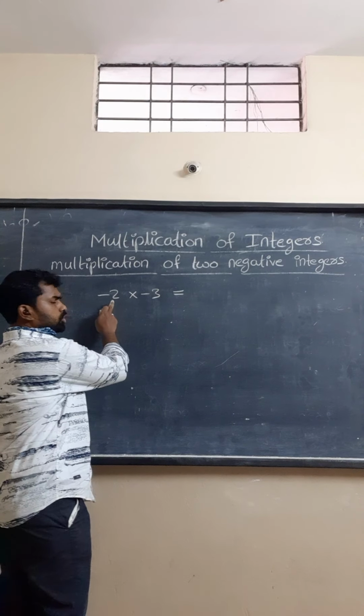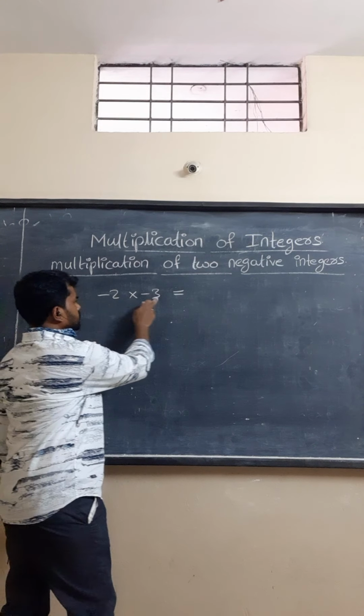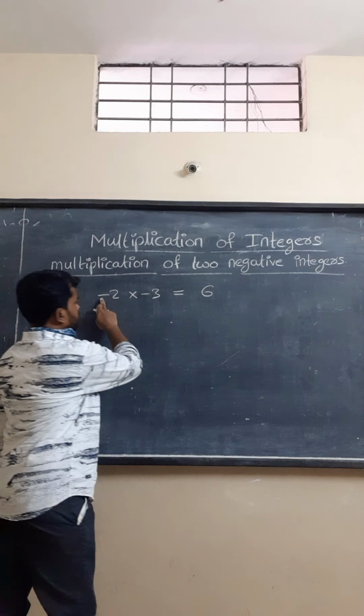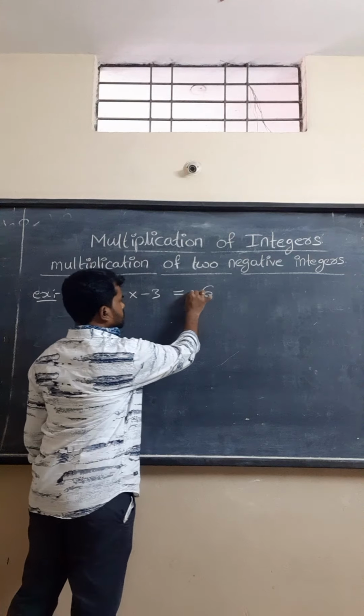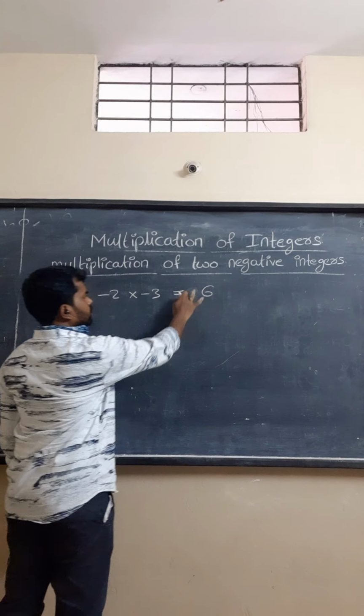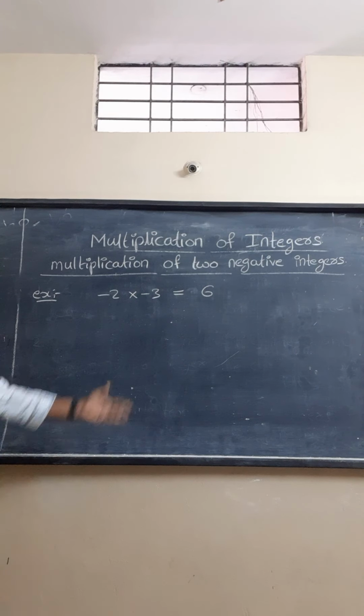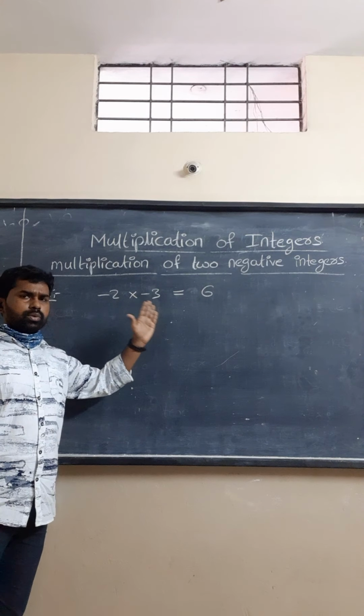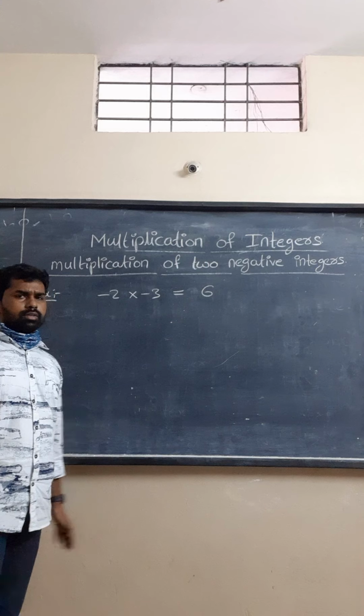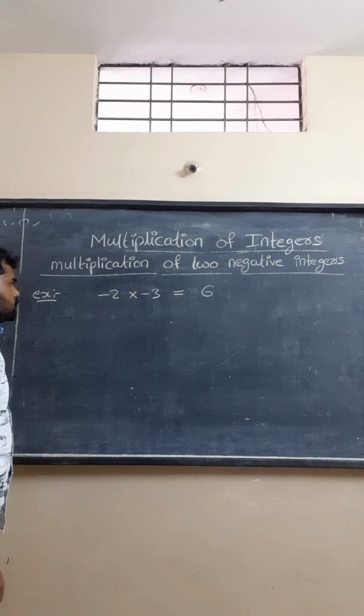First you multiply the numbers. 2 into 3, how much? 6. Minus into minus, how much? Plus. Plus means no need to indicate; no need to write the plus sign here, because that itself is a positive integer. So if you multiply any two negative integers, what answer are we getting? We are getting one positive integer.